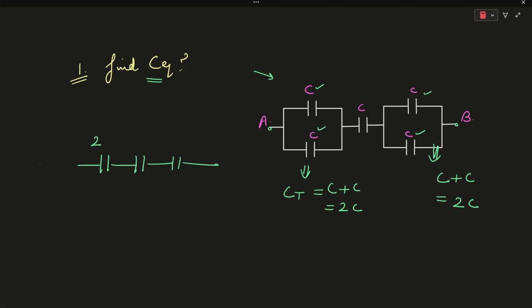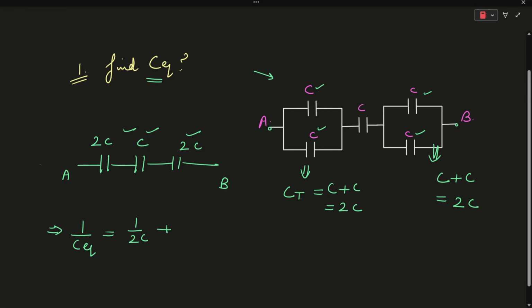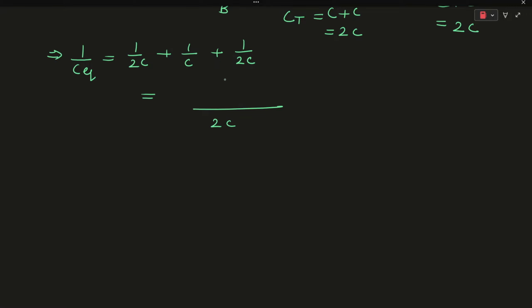So this will be your 2C, this will also be 2C, and this is your C. And we need to find now the equivalent capacitance between the terminals A and B. As you can see, these three capacitances are connected in series. It means that 1 by C equivalent will be equal to 1 upon 2C plus 1 upon C plus 1 upon 2C. That is coming out to be 1 plus 2 plus 1 over 2C.